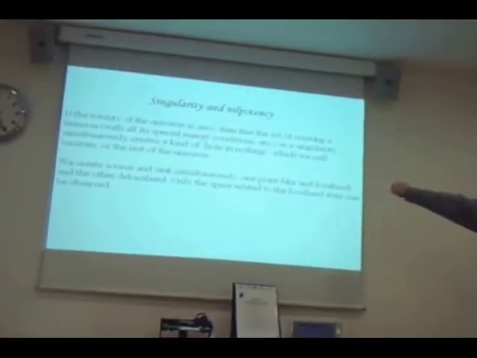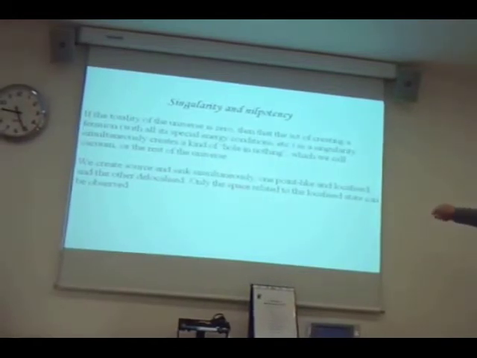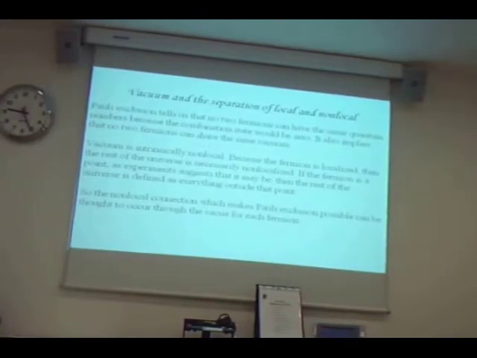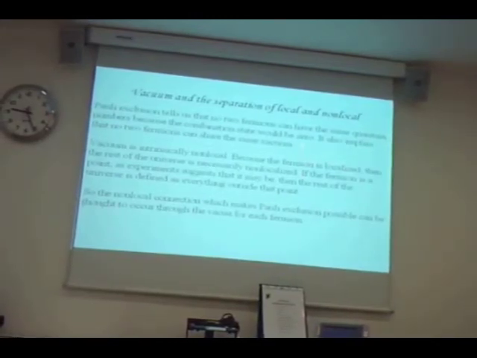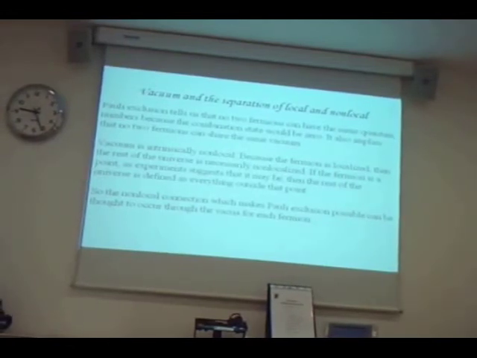So creating a singularity immediately creates a hole in nothing, which we call vacuum. So we create the sink and source simultaneously. And again, that's another way of describing Pauli exclusion. We can say that no two fermions have the same vacuum.